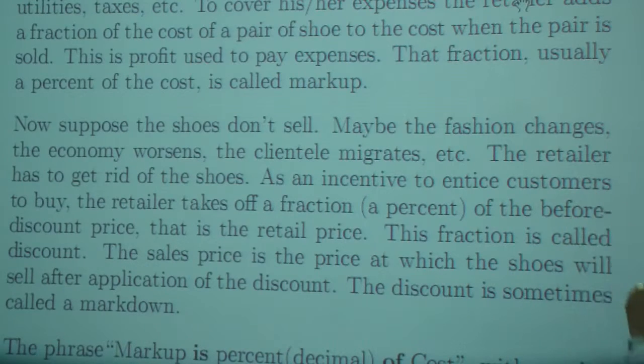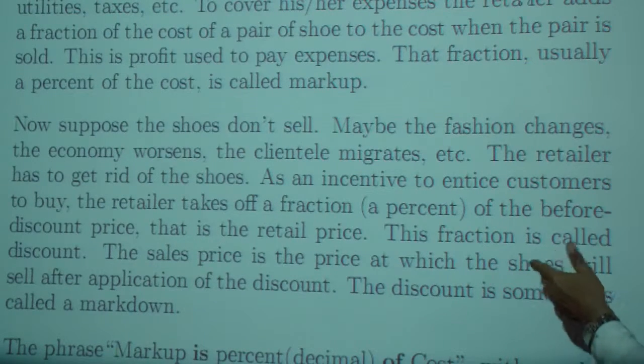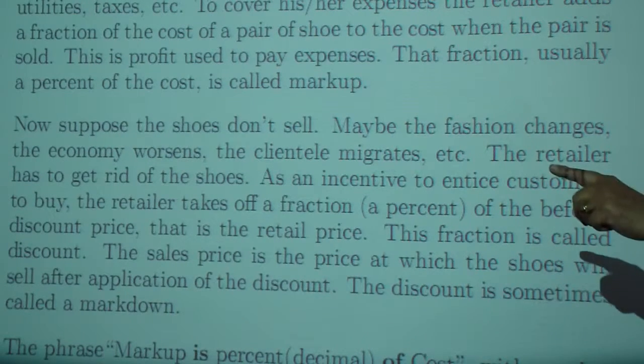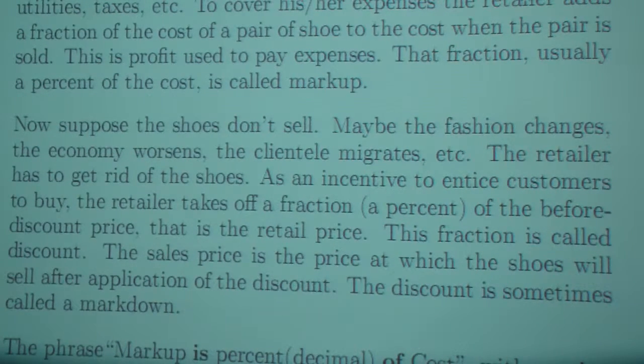Now, suppose the shoes don't sell. Maybe the fashion changes, the economy worsens, the clientele migrates. The retailer has to get rid of the shoes. As an incentive to entice customers to buy, the retailer takes off a percent of the before discount price, which we call the retail price. This fraction is called the discount. The sales price is the price at which the shoes will sell after application of the discount. The discount is sometimes called a markdown. So markup from cost, markdown from retail price.